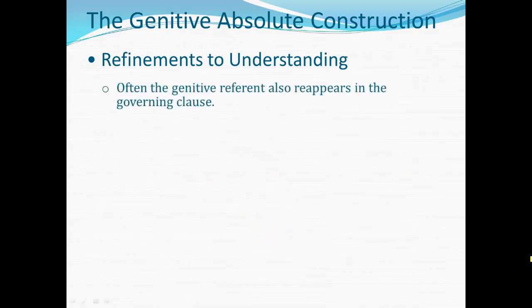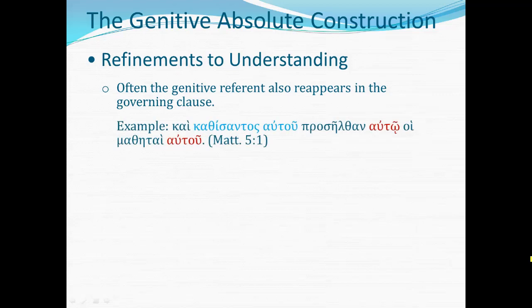Often, the genitive referent also reappears in the governing clause. Matthew 5:1 is an example. "He having sat, his disciples came to him." Autou in blue refers to Jesus, of course, but then Jesus occurs not just once, but twice in the governing clause, in both the dative and the genitive. So does this construction violate the definition of a genitive absolute? The genitive absolute's referent is not supposed to be anywhere in the governing clause.